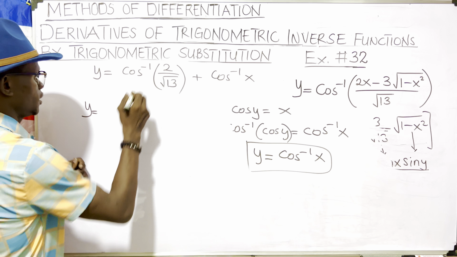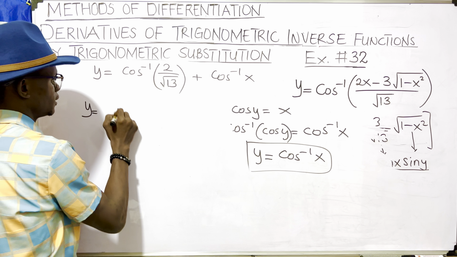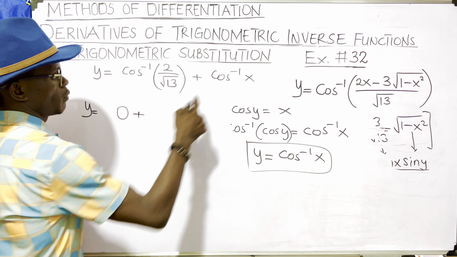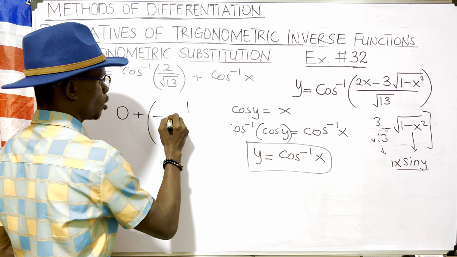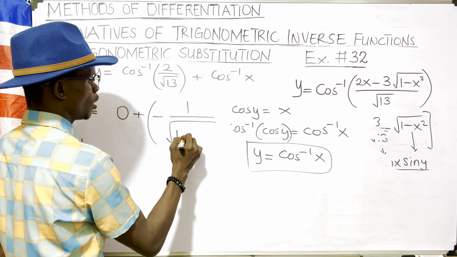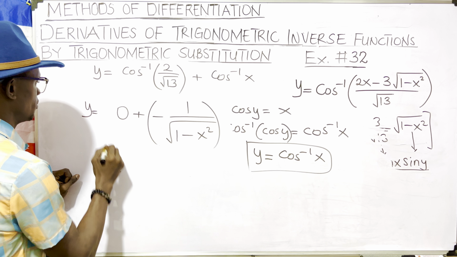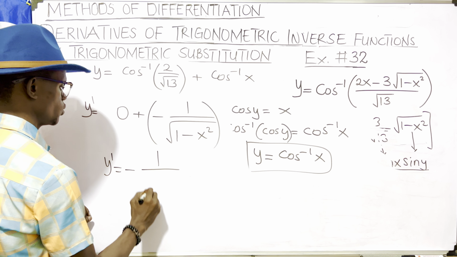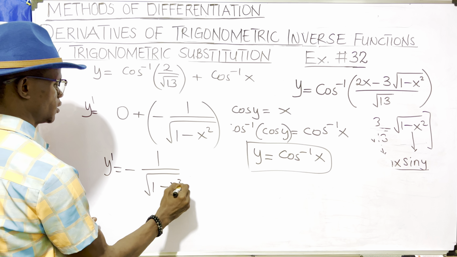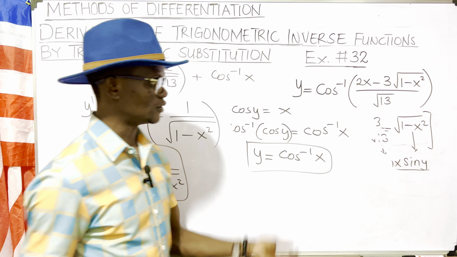So this is equal to a constant, which is 0, plus the derivative of this expression, which is minus 1 over the square root of 1 minus x squared. So y prime is just equal to negative 1 over the root of 1 minus x squared. This is how we find the derivative of this expression.